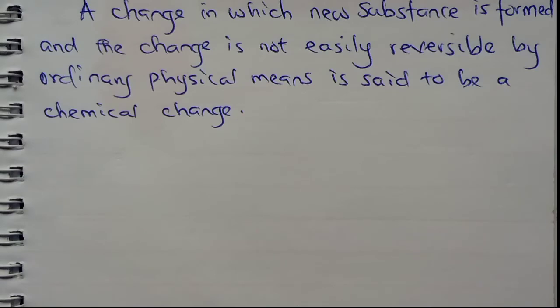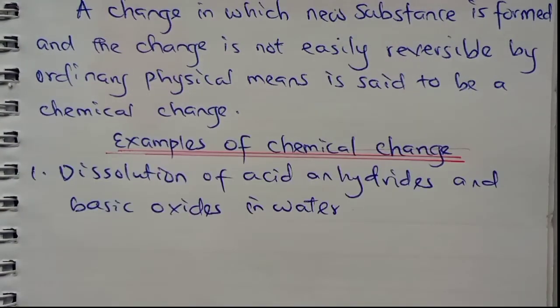A type of change where the change can be reversed easily by ordinary physical means, and no new substance is formed, we take it as physical change. But when this change is not easily reversible and new substance is formed, we term it chemical change. We have examples of chemical change. The solution of acid hydrides and basic oxides in water is an example of a chemical change. Here, the acid hydride will become an acid proper, and basic oxide, which is actually soluble in water, will become what we call alkaline solution.